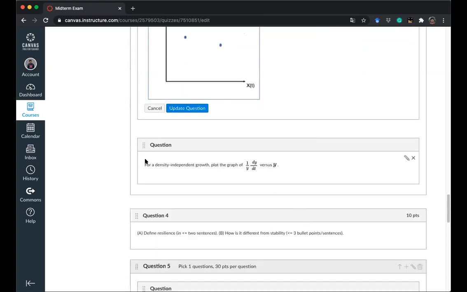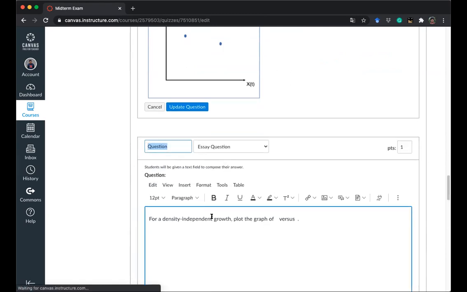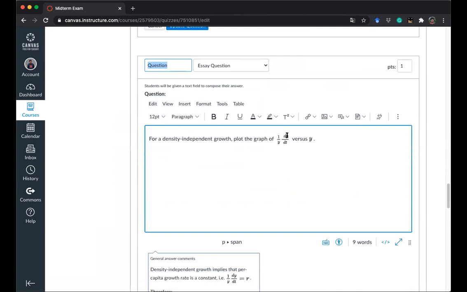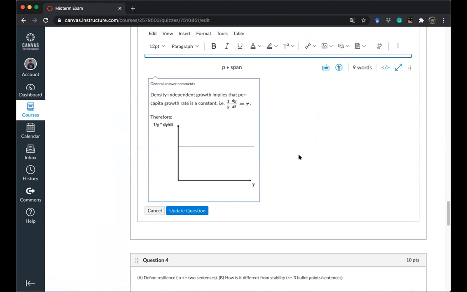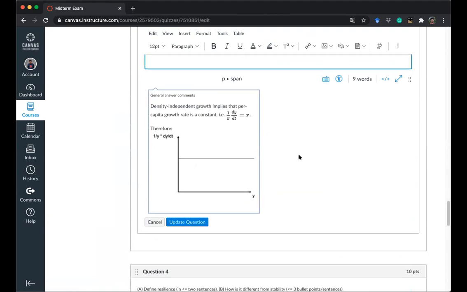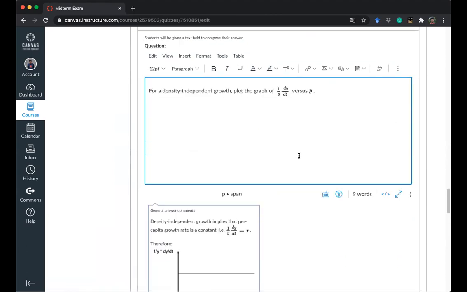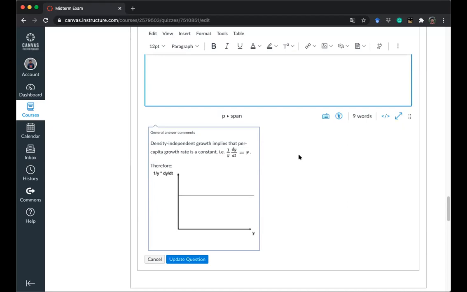Okay. So the last question is again about density independent, but asked in a very different way. If you now plot 1 over y dy, what is it? That should be a horizontal straight line. Okay. The density independence. Just keep this in mind, because this is something people do measure in experiments, especially in laboratory experiments who study population dynamics.